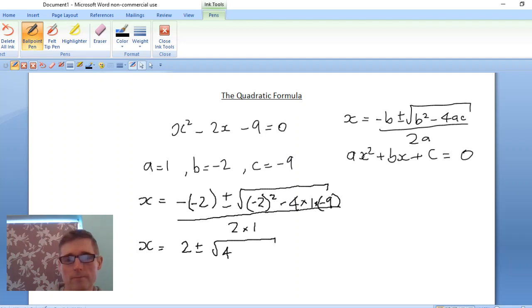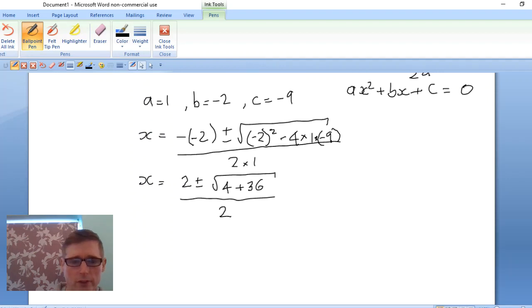And then it is, now, 4 times 1 times 9 is 36. But we've got a negative there and we've got a negative there. Negative times negative again gives us positive, so it's plus 36 underneath the square root sign. And then we just work out the bottom, 2 times 1, which is 2. So we're going to tidy that up a bit further. We can say x is now equal to plus or minus the square root of 40 all over 2.